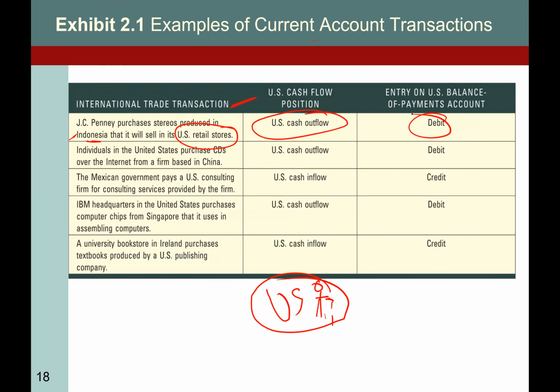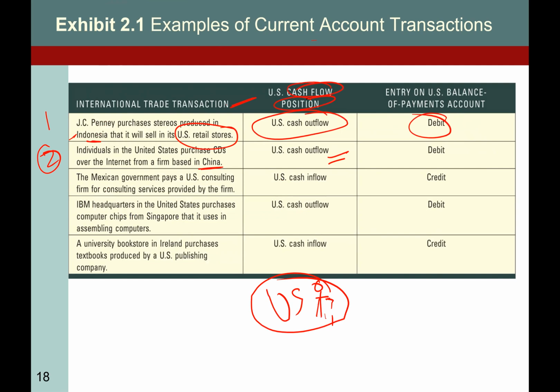And outflow is also called debit. If you have already studied accounting, you know that expense increases, debit, right? If you don't understand them, please do ask. I will be explaining that one. Number two, individuals in the United States purchase CDs over the internet from a firm based in China. When they purchase goods from China, they are paying their money to China. It means money is going out. So don't think in terms of products, think in terms of money, because this is flow of funds, not flow of goods.